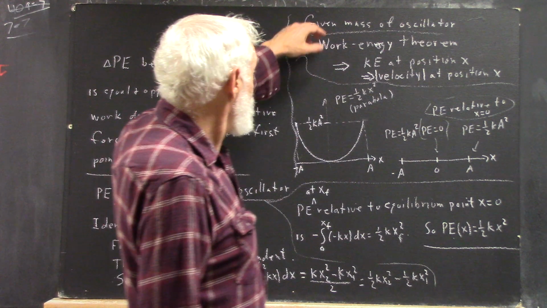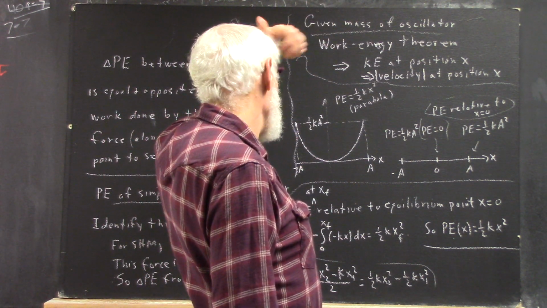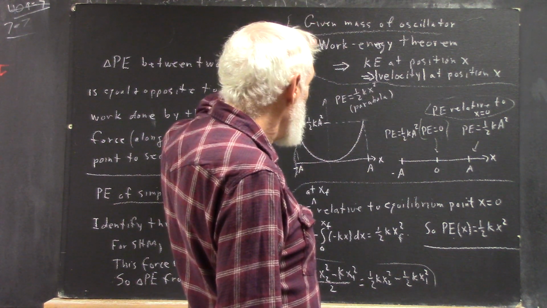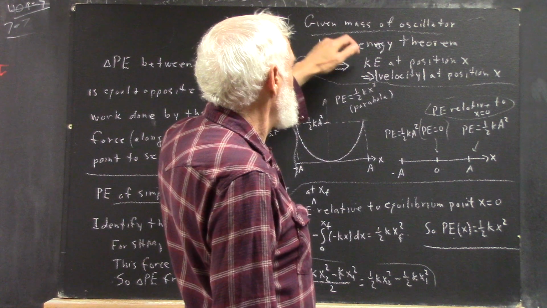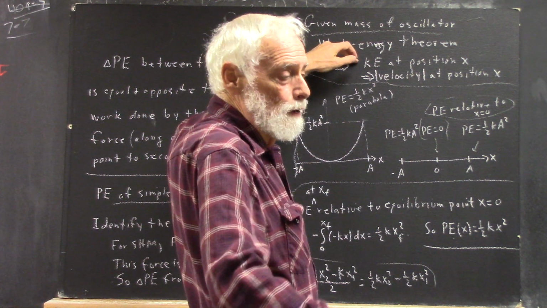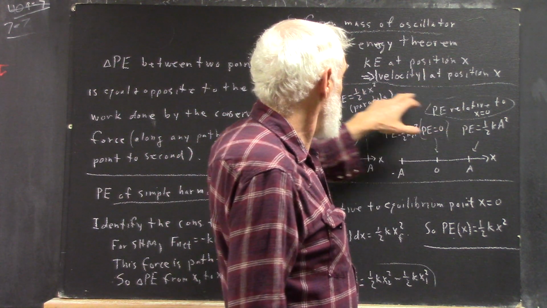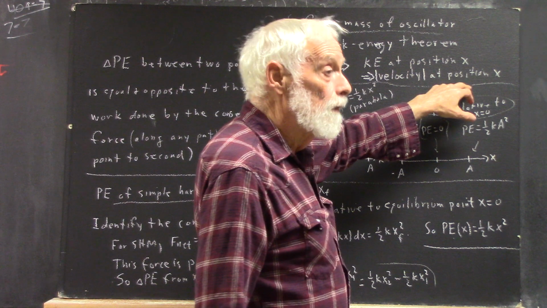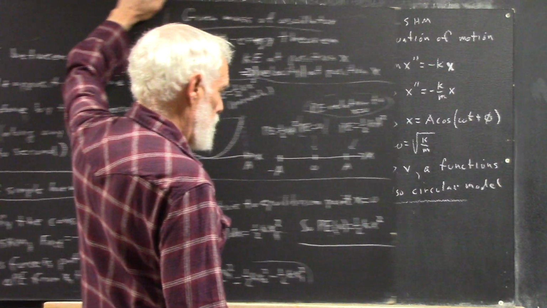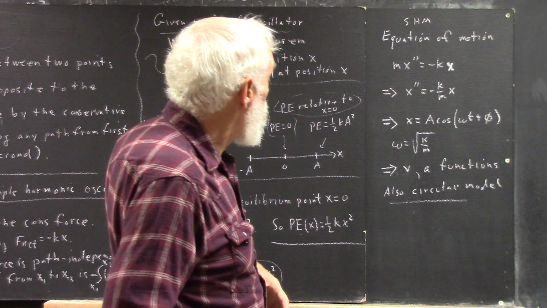Now, then, given the mass of your oscillator, your work energy theorem is used to obtain the kinetic energy at position x. Now, you're going to have to think about how to do that. And then the kinetic energy at position x can be used to conclude the velocity at position x. Now, the problem that we're talking about pulls all this together.